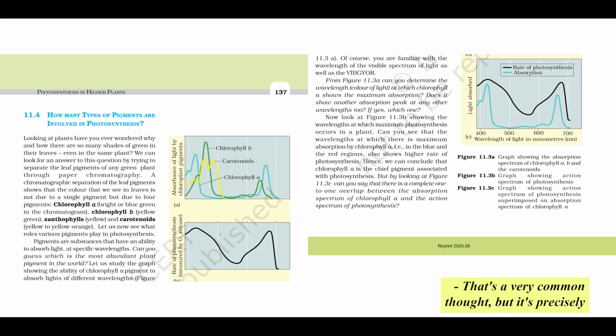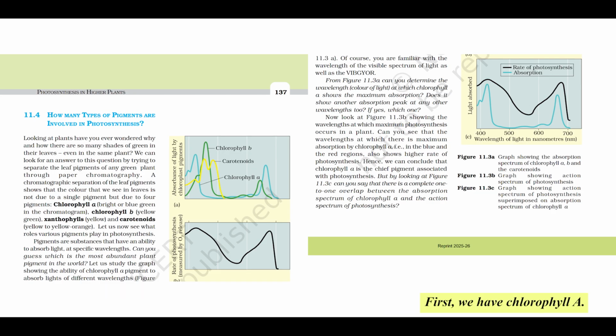That's a very common thought, but it's precisely where our deep dive reveals something quite intricate. The color we perceive in leaves isn't from a single pigment, but actually a fascinating blend of several. We can separate these pigments using a lab technique called paper chromatography. You might do this in a practical session. And it typically reveals 4 main photosynthetic pigments in higher plants, each contributing to that rich palette of green.